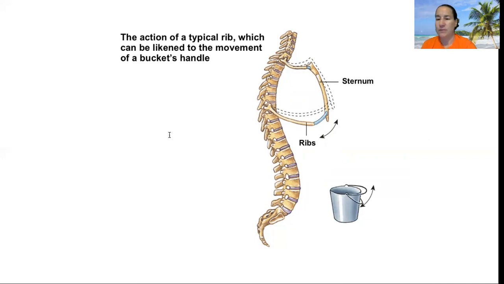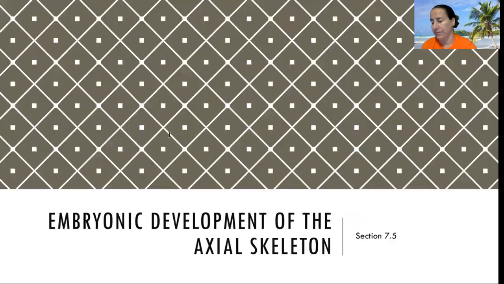But I was mentioning CPR and pushing down on the sternum. So it kind of acts like a bucket handle, but you can see when it's up, and then as you force it down, the sternum can move down, and it can kind of articulate with the costal cartilage. It can move.